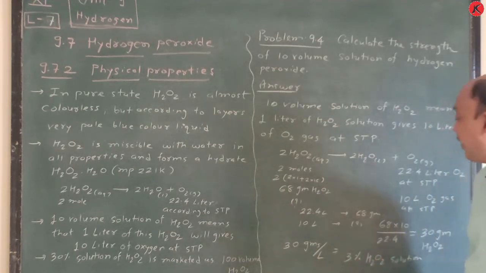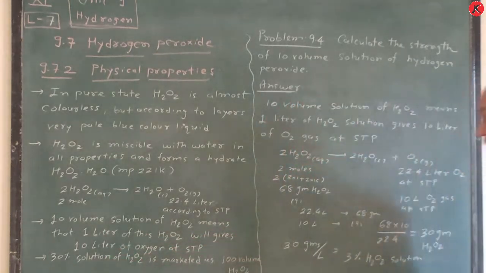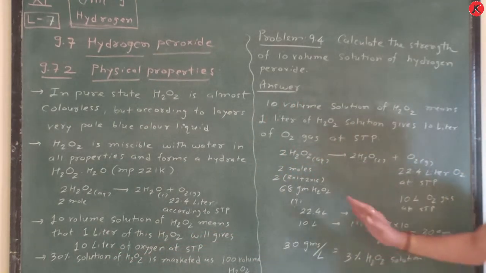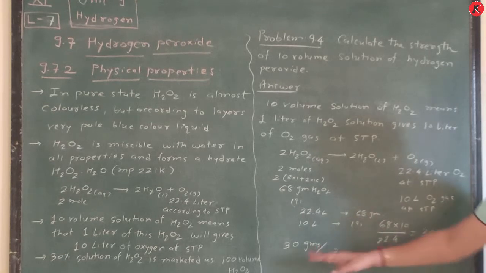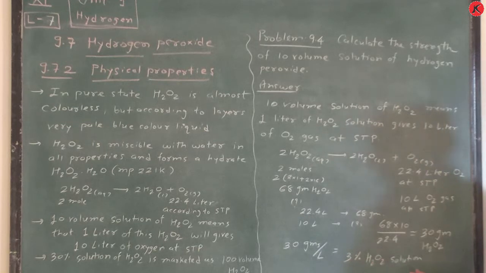Remember, suppose 100 volume is there. At that time it is a 30% solution. You have to remember this one. But if 10 volume is there, therefore, this is 30, we can say that it is a 3% H2O2 solution.